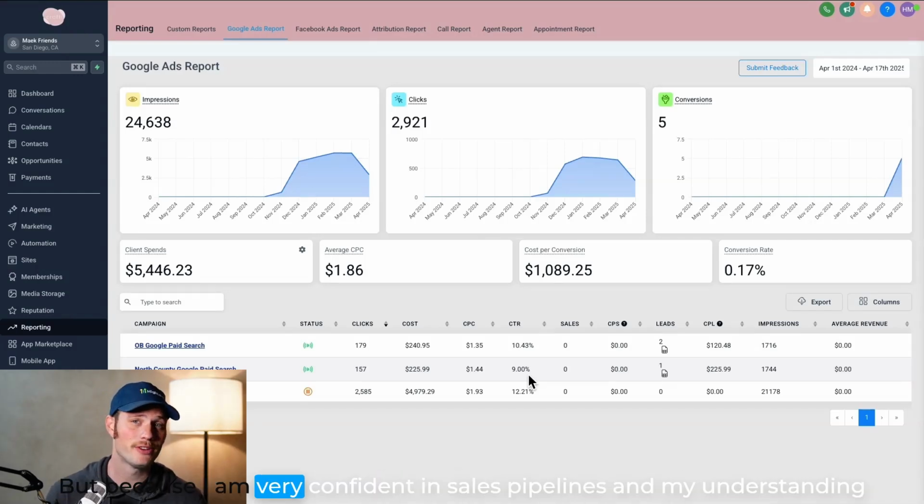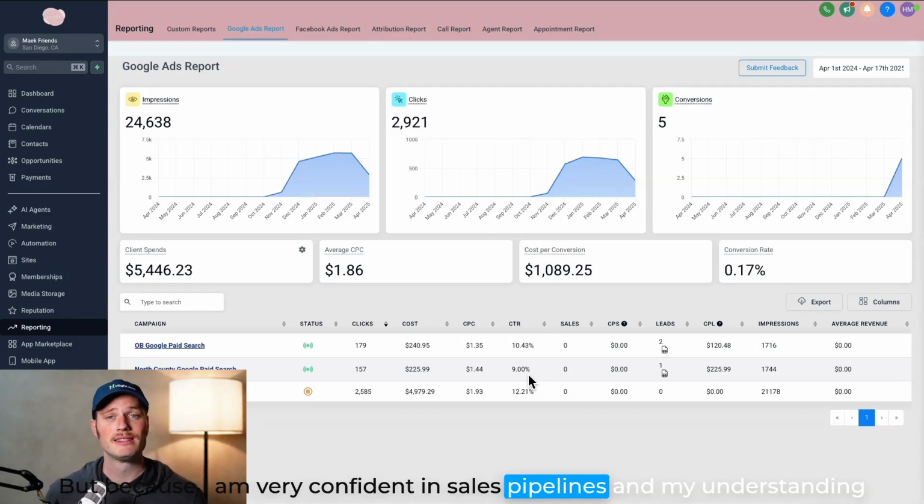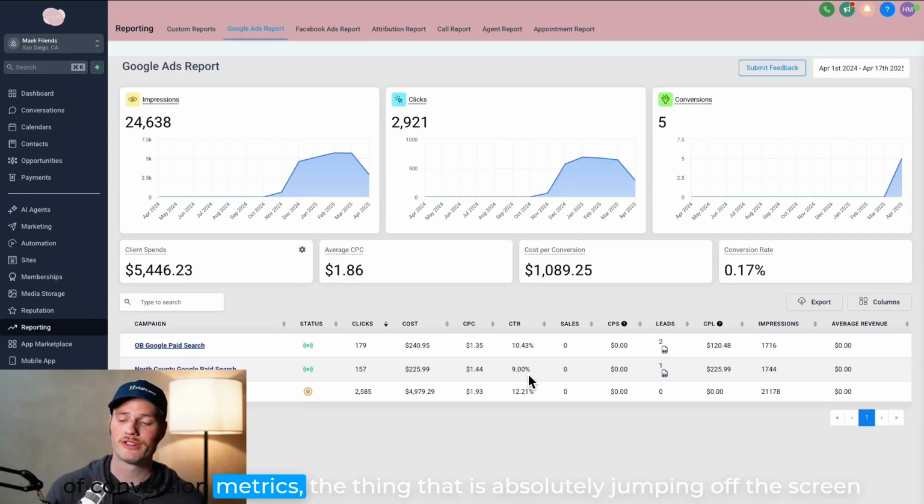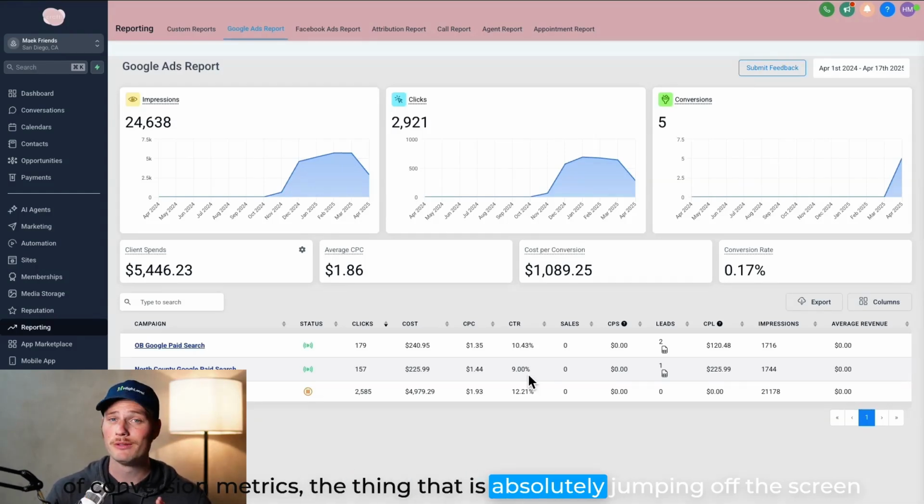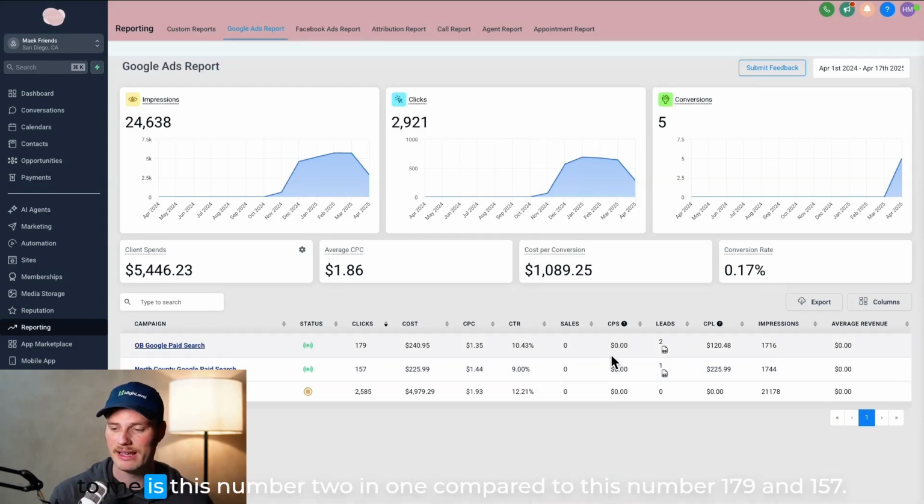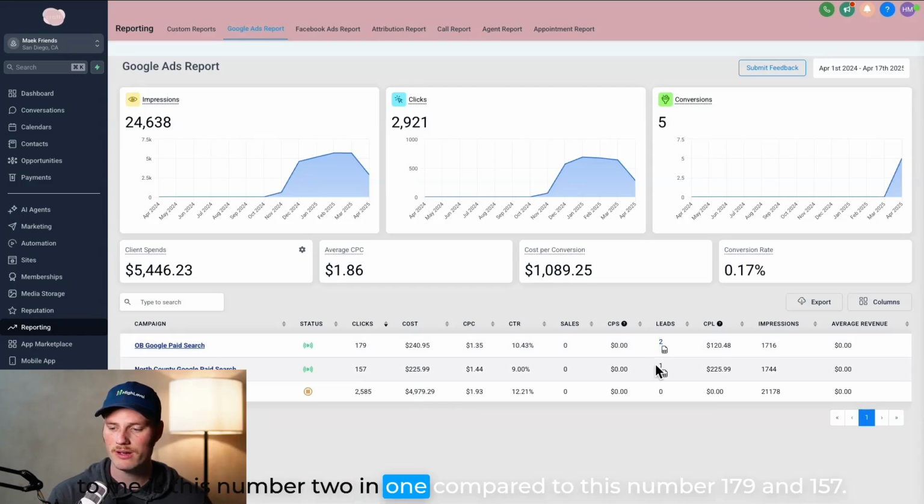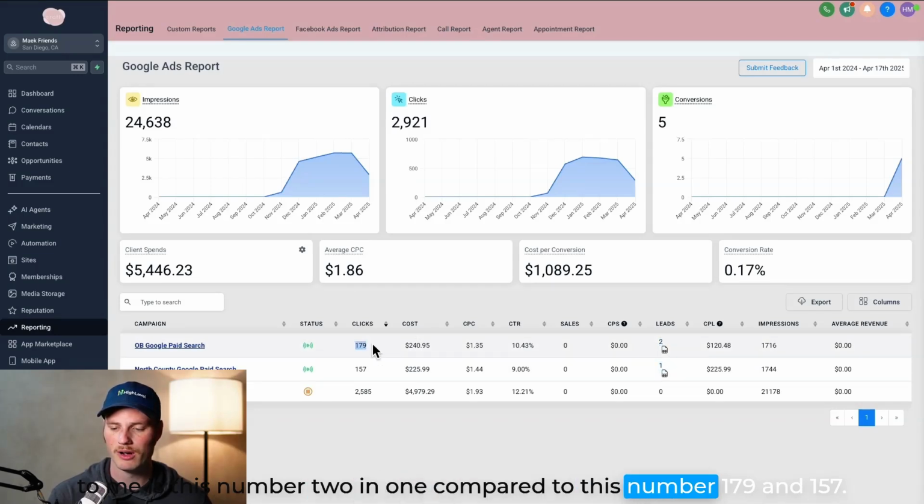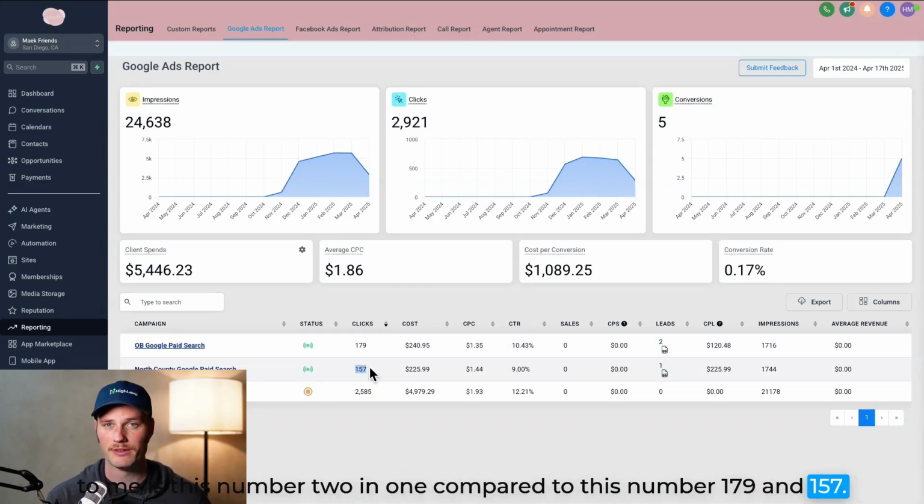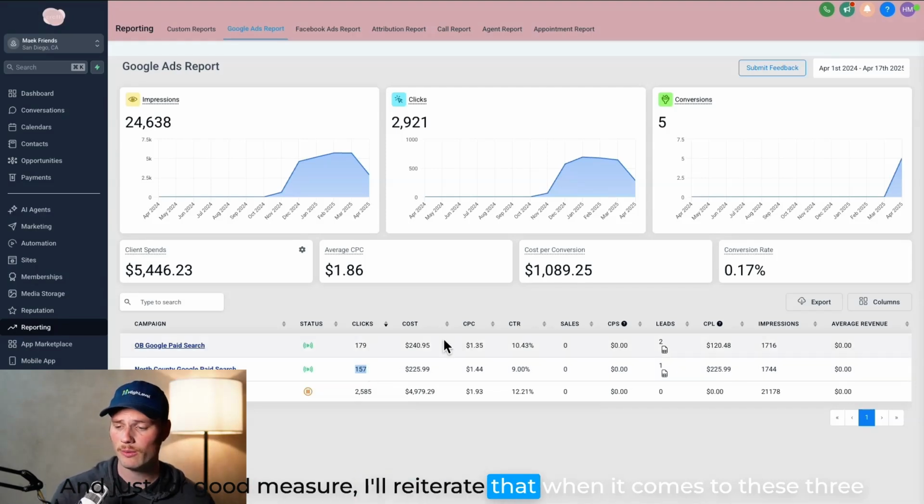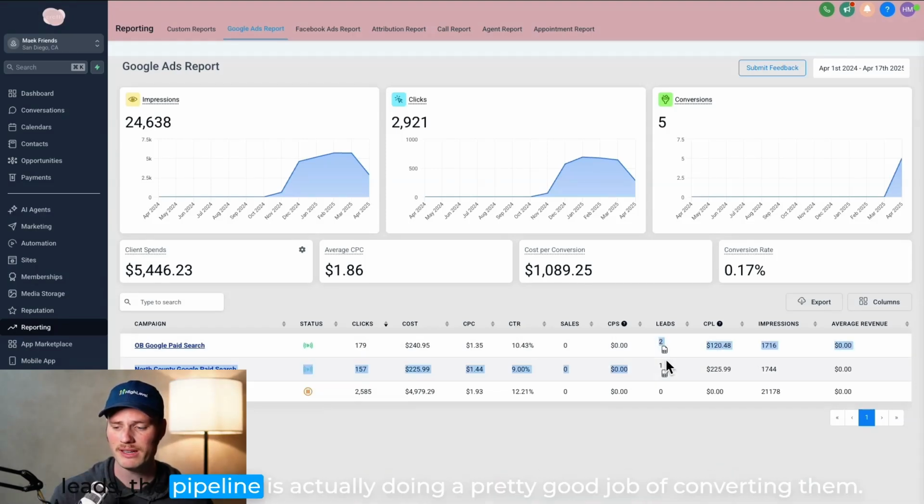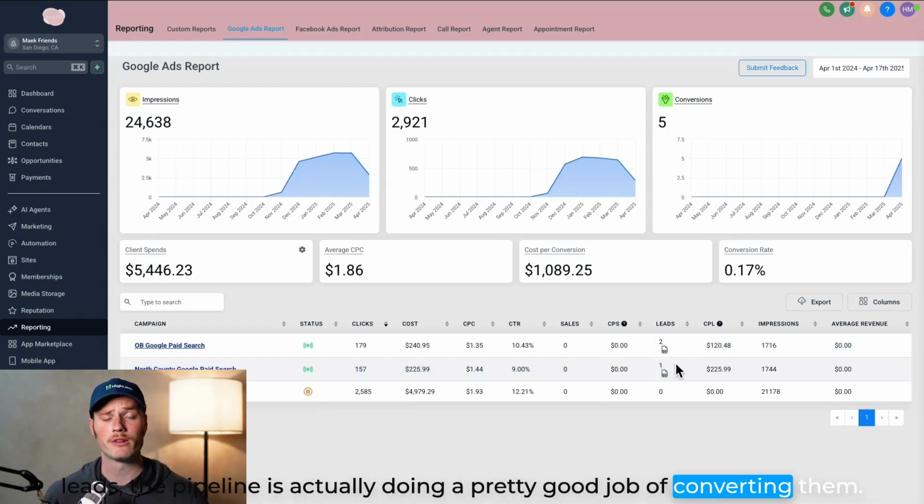But because I am very confident in sales pipelines and my understanding of conversion metrics, the thing that is absolutely jumping off the screen to me is this number, 2 and 1, compared to this number, 179 and 157. And just for good measure, I'll reiterate that when it comes to these 3 leads, the pipeline is actually doing a pretty good job of converting them.